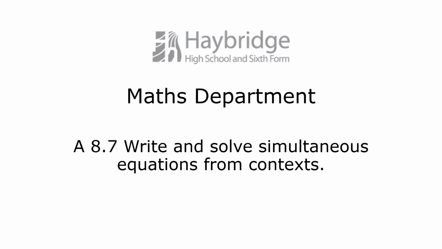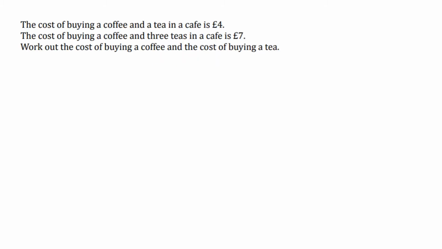Today we're going to have a look at writing and solving simultaneous equations from contexts. Our first question: the cost of buying a coffee and a tea in a cafe is £4. The cost of buying a coffee and 3 teas in a cafe is £7. Work out the cost of buying a coffee and the cost of buying a tea.